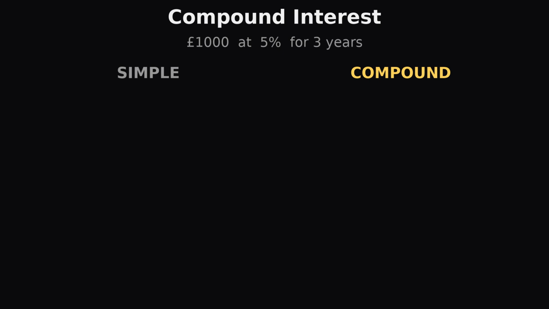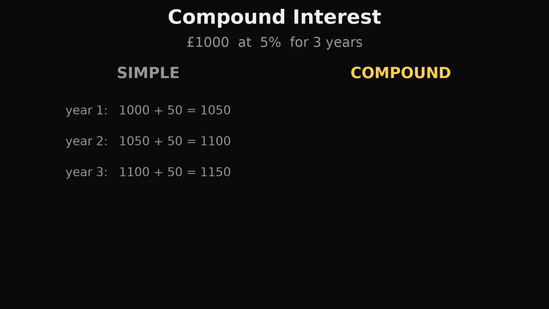In this video, we're doing compound interest. And the fastest way to see what compound interest actually is is to put it next to simple interest on the same money. £1,000 at 5% for 3 years. Simple interest earns £50 a year, every year, because it's always 5% of the original 1,000.